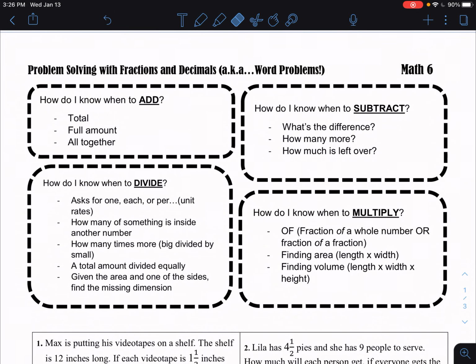Hey everyone, today we are going to be doing problem solving with fractions and decimals, also known as word problems. We're going to be looking at some information about addition, subtraction, multiplication, and division because we have used all four operations at one time or another. When we talked about operations with decimals, we did do all four: adding, subtracting, multiplying, and dividing.